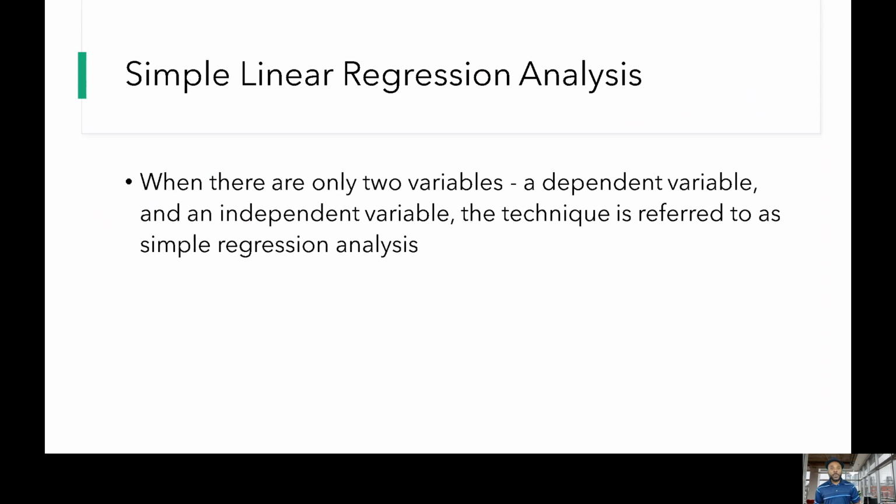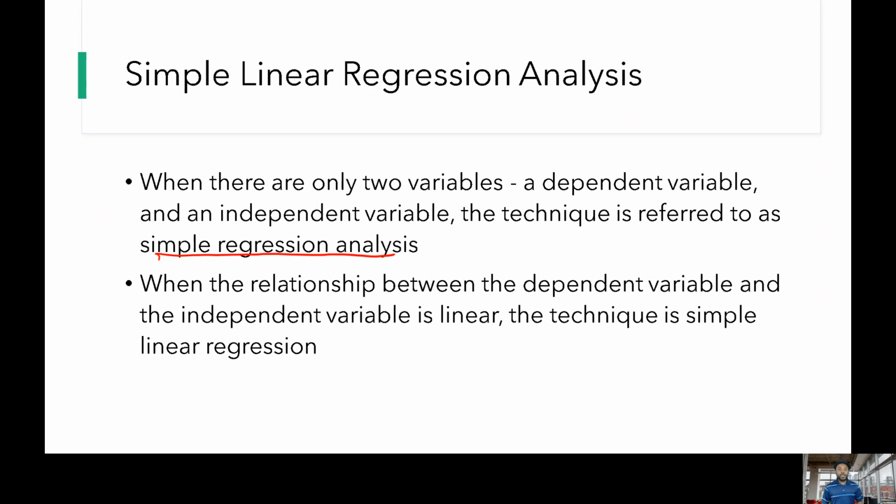So when there are only two variables, a dependent variable and an independent variable, the technique is referred to as a simple regression analysis. When the relationship between the dependent variable and the independent variable is linear, the technique is a simple linear regression. I'm still saying the same thing.